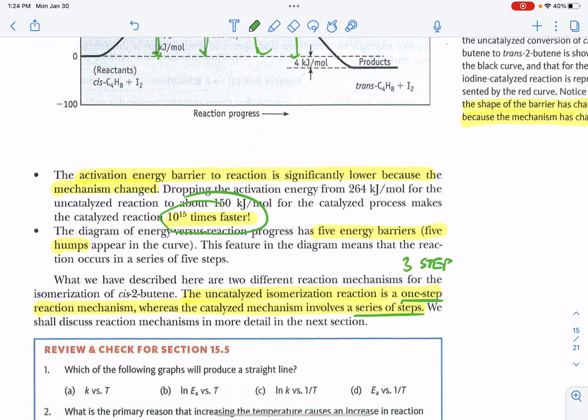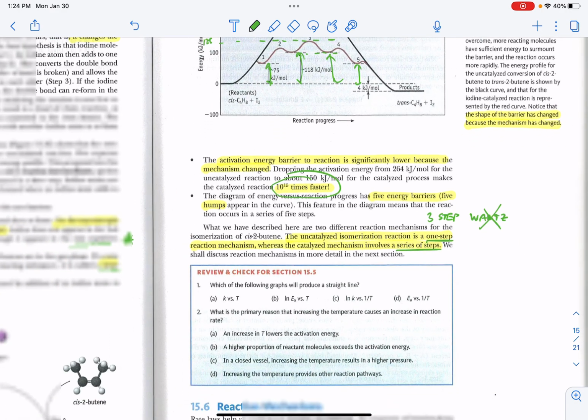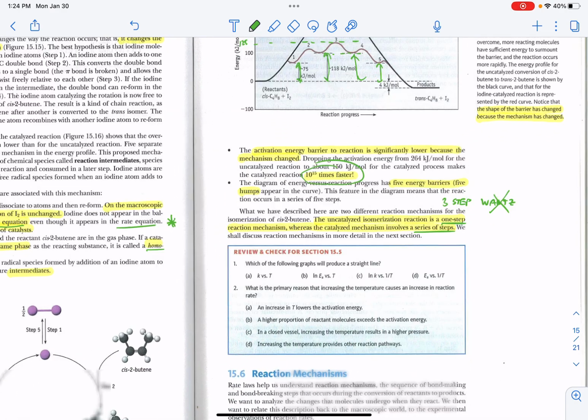And just for the record, if you have a three-step reaction, it is not called a waltz. Teacher joke, just to see if you're awake.